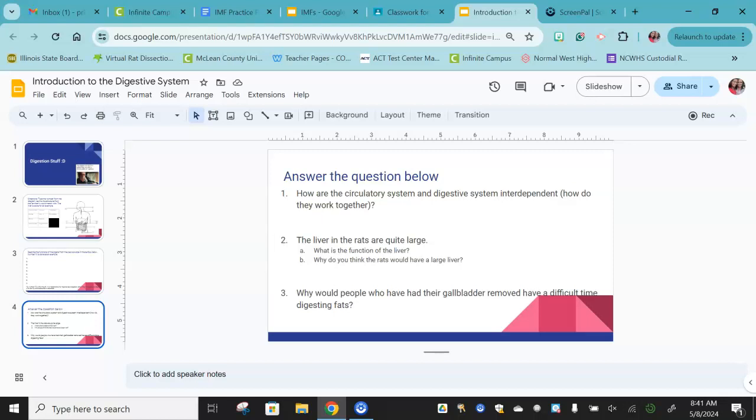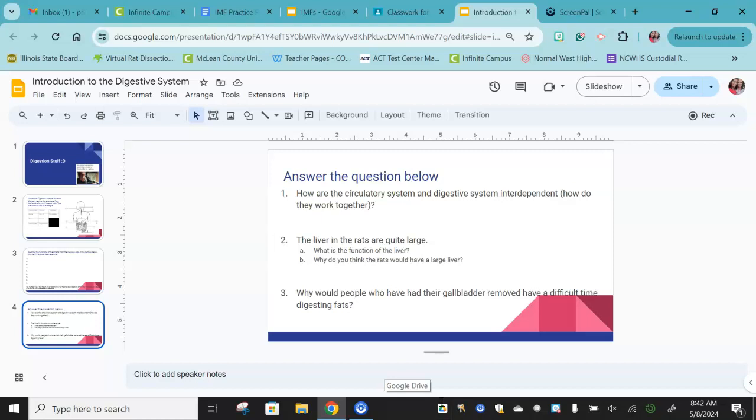And then these are just kind of, I tried to think of life questions that relate back to biology because I know that some people have their gallbladders removed. So just a question that I thought of that you guys might want to look up and see. Why would people who have had their gallbladder removed, so there are people who exist that don't have a gallbladder, why would they have a difficult time digesting fats? Because they do. They have a very difficult time digesting fats.